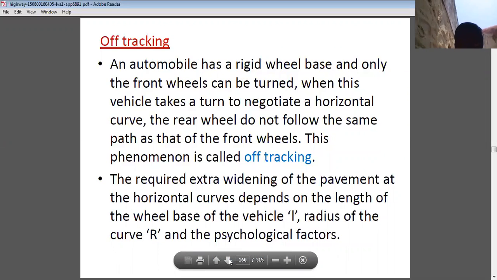Off tracking: an automobile has a rigid wheelbase and only the front wheels can be turned. When this vehicle takes a turn to negotiate a horizontal curve, the rear wheels do not follow the same path as that of the front wheels. This phenomenon is called off tracking. The required extra widening of the pavement at a horizontal curve depends on the length of the wheelbase of the vehicle, the radius R, and some psychological factors.